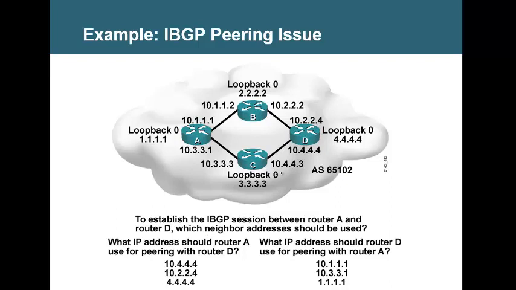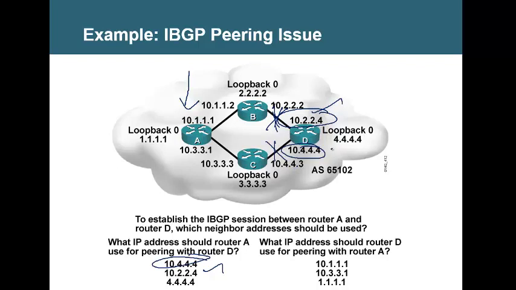Now, if I go to router A and say neighbor 10.2.2.4, and this link goes down, what will happen to the neighbor? The neighbor will break, because when the link goes down, this address will go down. If I say 10.4.4.4, this one, and this link goes down, I lose the neighbor.